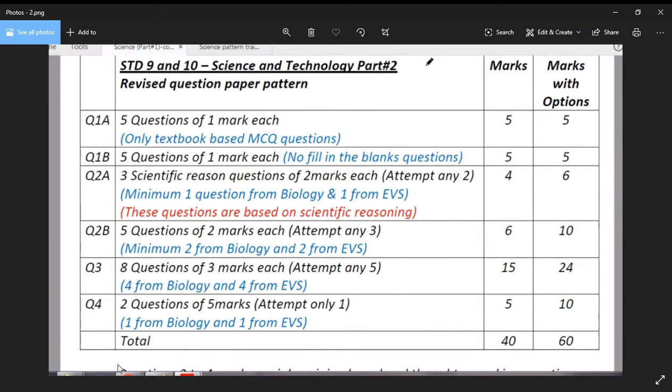Question 4, there are two questions of 5 marks, that is the hot question. You have to attempt only one, from biology and one from EVS. Compulsory marks are 5 and marks with option are 10. The total marks of our part 2 question paper with option is 60, right? But you have to solve only 40 marks, right?